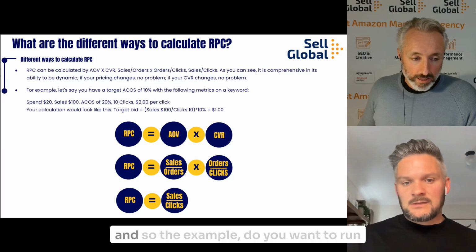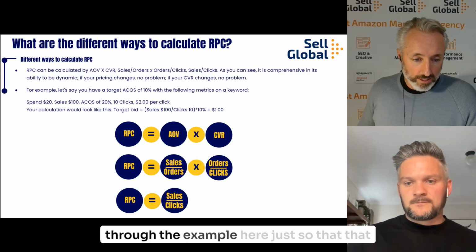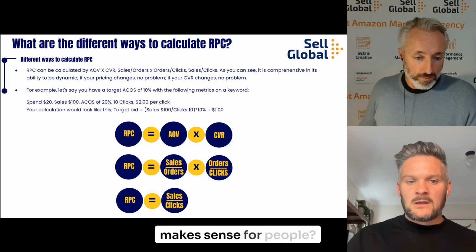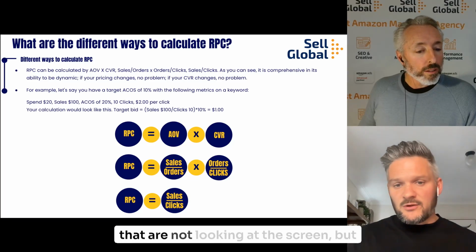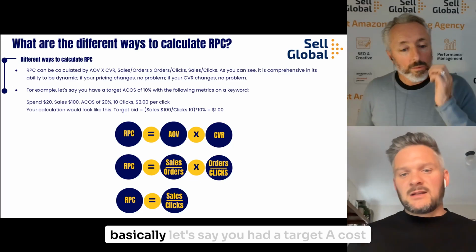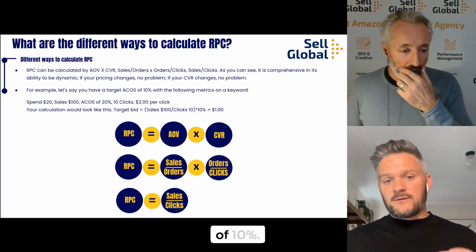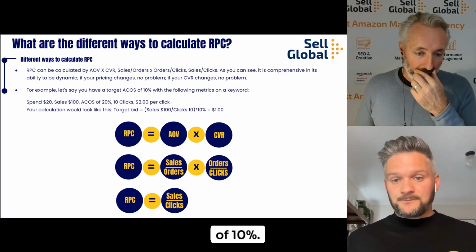Yeah. And so the example, do you want to run through the example here, just so that makes sense for people? Yeah, so I'll run through the example. Obviously, it's a little bit hard for people that are not looking at the screen, but basically, let's say you had a target ACOS of 10%.